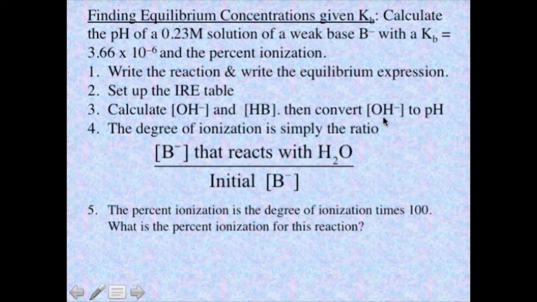A lot of students forget that step. They just calculate pOH, and the question is asking for pH. Then calculate the degree of ionization, which is simply the ratio of the weak base that reacts with water divided by the initial concentration of weak base. And if you multiply that by 100, you'll get the percent ionization. Turn off your playback, try it, then come back and we'll discuss it.